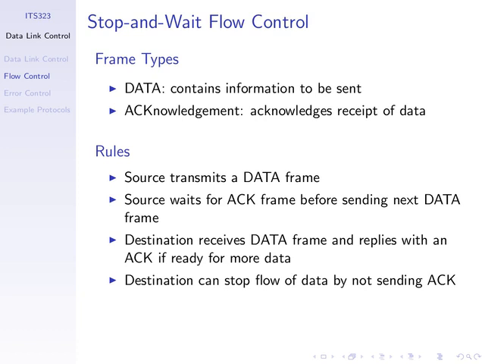So in this protocol there are two types of frames. One frame that contains data, let's just call it the data frame, that contains the information we want to get from the sender to receiver, and a second type of frame called an acknowledgement frame, or an ACK frame, that acknowledges the receipt of data. And remember, a protocol follows a set of rules.